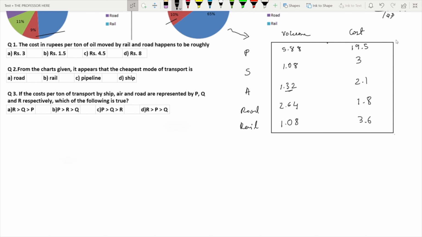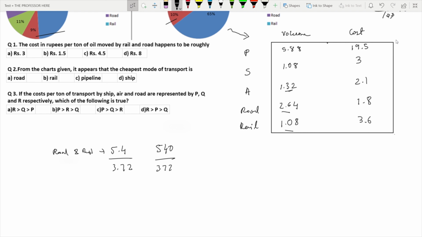Question number 1. The cost in rupees per ton of oil moved by rail and road happens to be roughly. So what is the total cost of transferring through road and rail? It is 1.8 plus 3.6. So it becomes 5.4 million rupees. The question asks the cost in rupees per ton. So you have to divide it by the total number of tons transferred. So it is 2.64 plus 1.08. 5.4 divided by 2.64 plus 1.08, which is 3.72. So it is 540 divided by 372.